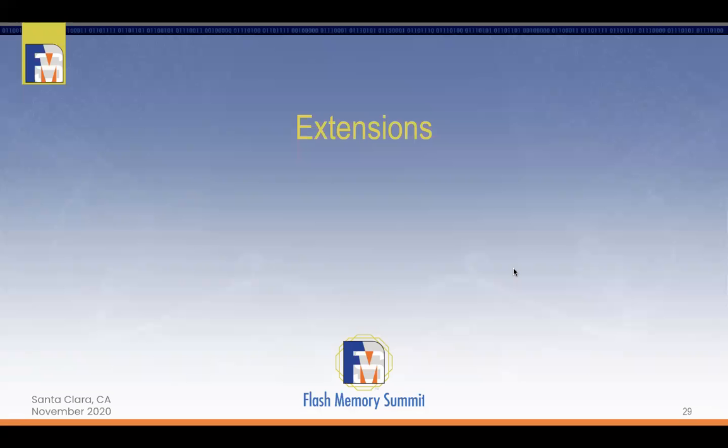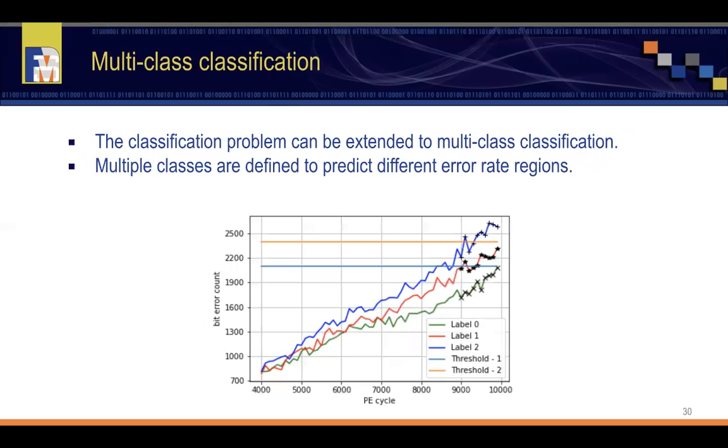And now moving on to the different extensions to this presented work. The current work is formulated as a binary classification problem, and we can extend this to a multi-class classification problem. A multi-class classification problem is helpful in predicting multiple error regions for engines with multi-rate correction capability.